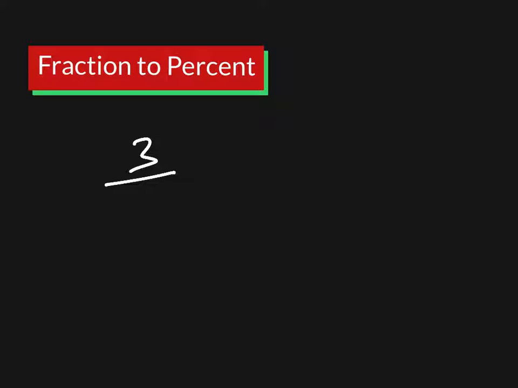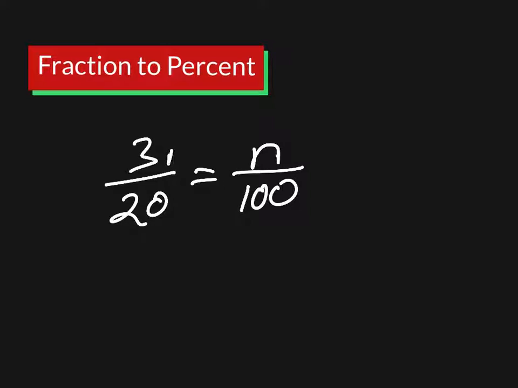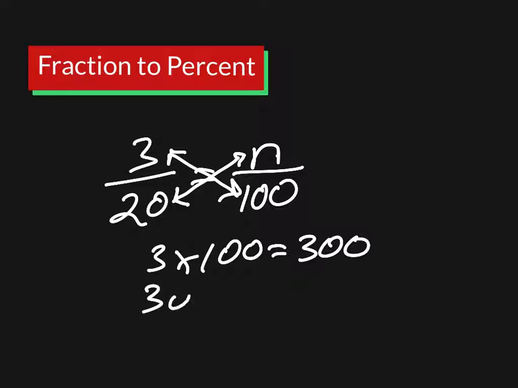So we have 3 over 20 equals something over 100. And it doesn't really matter what order you multiply or divide things in. So what we're going to do instead to find out what this n is, we're going to cross multiply 3 times 100 and then divide by the denominator to find out what the number is on top. Okay, so 3 times 100 equals 300, and 300 divided by 20 equals 15. So the answer is 15%.